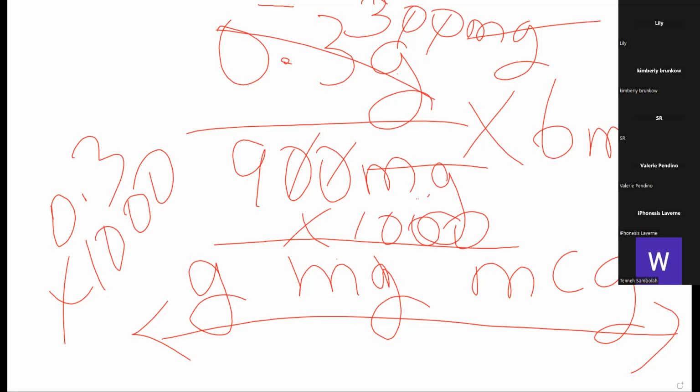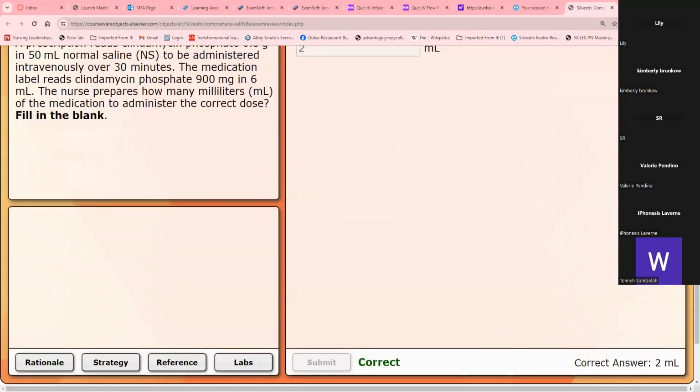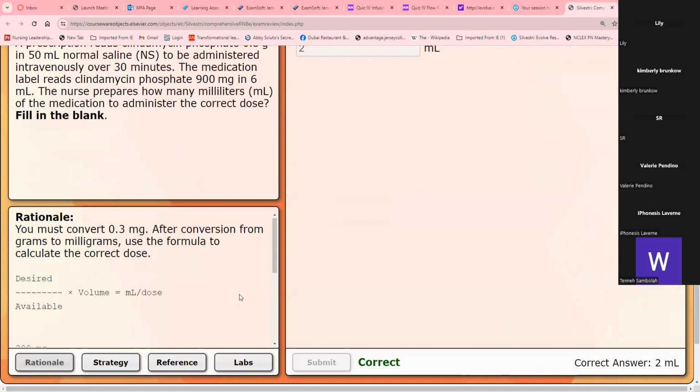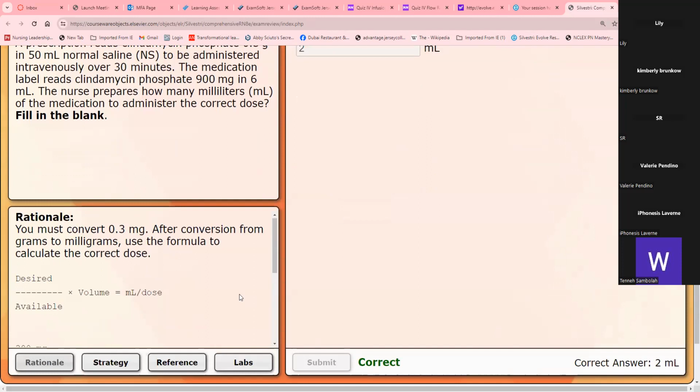Some people are going to do dimensional analysis. I hate it. Too much work. I don't like it. I like to work smarter, not harder. Okay, there's your math there. Again, it's going to show you the same thing that you're going to convert. So you have to convert.